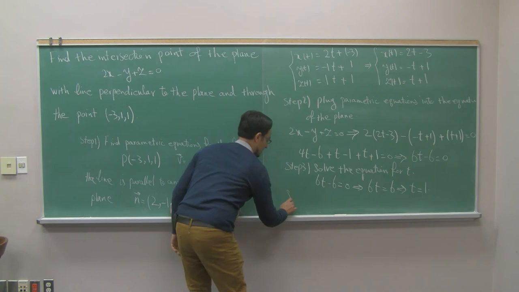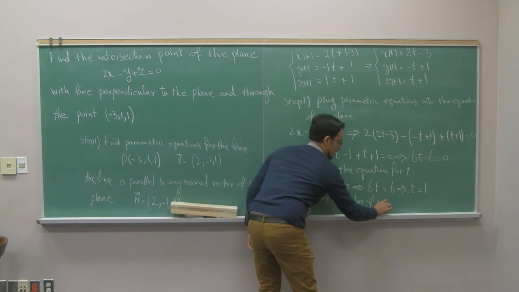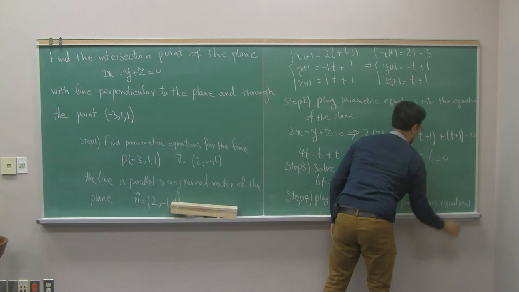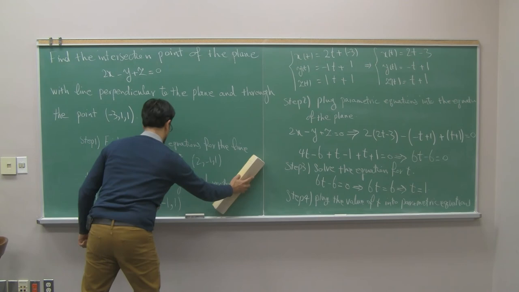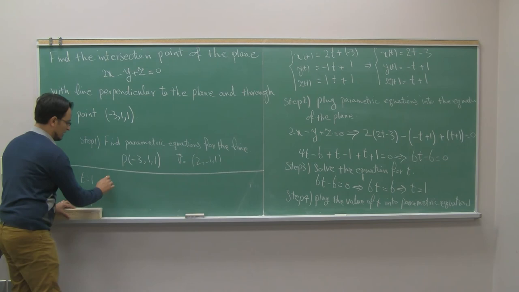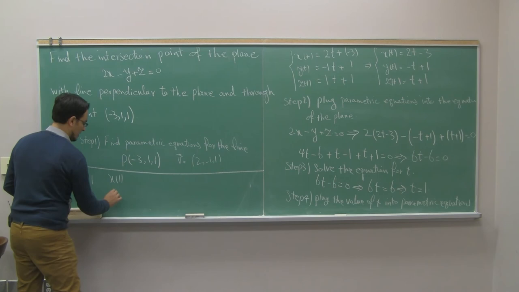So that's step 4. Plug the value of t into the parametric equations. Okay, I will need the space here, so let me erase step 1 a bit. So I'm using step 4 here. I have t equals 1. Then I have to plug t equals 1 into all three parametric equations for the line. So x at 1, y at 1, and z at 1.